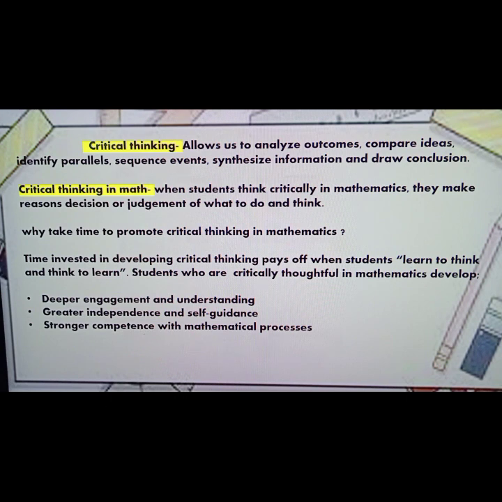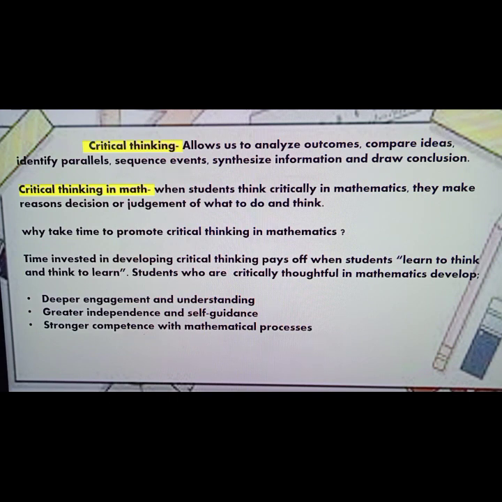Since we are going to talk here about the skills of intermediate students, we are going to help them develop their critical thinking. How are they going to compare ideas, sequence events, synthesize information, and draw conclusions based on facts? Later on, we are going to discuss another thing about critical thinking. Next, we are going to talk about critical thinking in math.